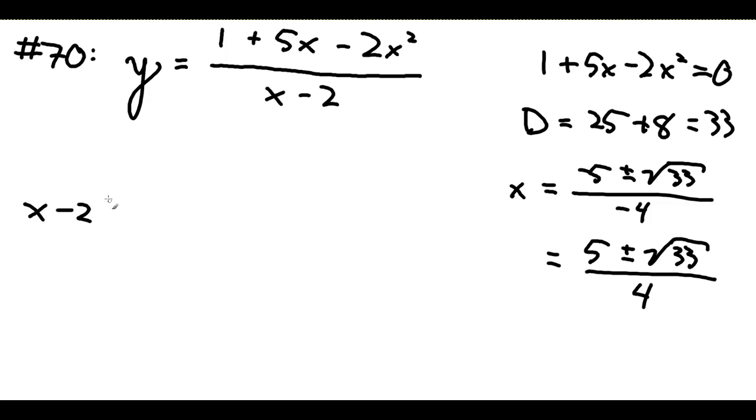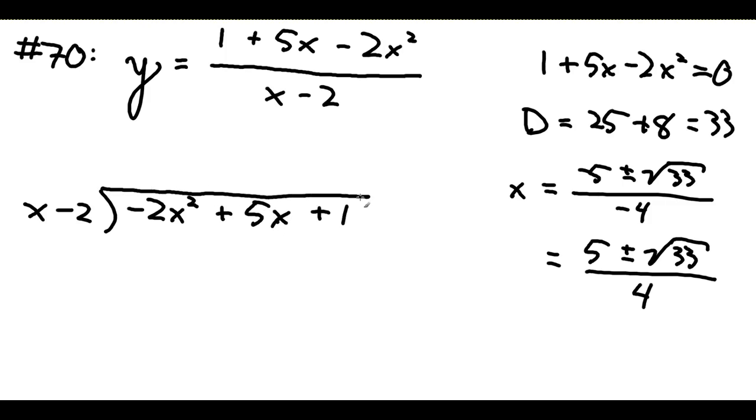If we take x minus 2 and divide it into, and I'll rewrite this in descending order of the powers of terms, negative 2x squared plus 5x plus 1. Now, if you remember synthetic division, you could do that here, and that'll work faster, so feel free. But I want to remind you how polynomial long division works if you are a little bit rusty, because if you're dividing by anything that is not of the form x minus a constant, then synthetic division won't work, right?